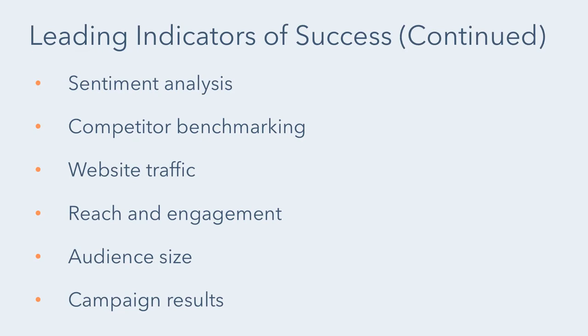Sentiment analysis: how the internet feels about your brand can be an indicator of satisfaction, passion, and loyalty. Competitor benchmarking: understanding how you stack up against your competition can help you pivot and make better business decisions. Website traffic, reach and engagement. This includes likes, shares, and comments, audience size, and finally, campaign results.